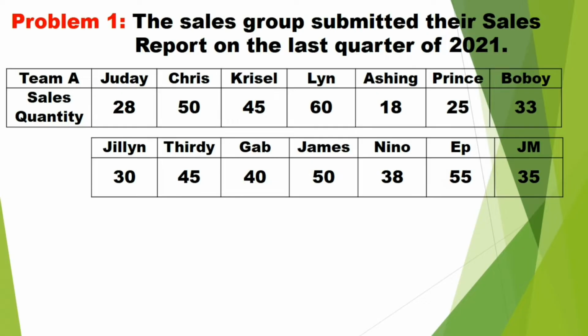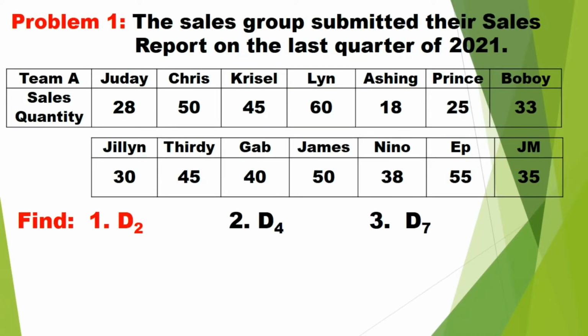The sales group submitted their sales report on the last quarter of 2021. Juday has 28 sales quantity, Chris has 50, Crisel has 45, up to JM with 35 sales quantity. For this video lesson, we will solve number 1, second decile, number 2, fourth decile, and number 3, seventh decile.